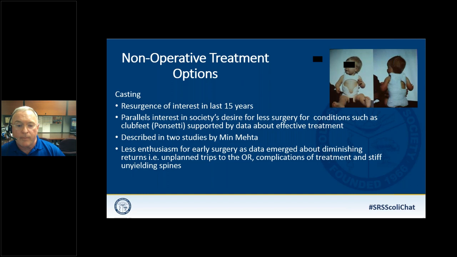In two studies by Dr. Min Mehta, who first reported it in the early 70s, the efficacy of her casting method was highlighted. And in her follow-up study, she once again showed that many children do respond to serial casting. So with this less enthusiastic response for early surgery, as the data emerged about diminishing returns, such as unplanned trips to the operating room and complications of treatment and stiff, short spines, the role of casting has expanded.